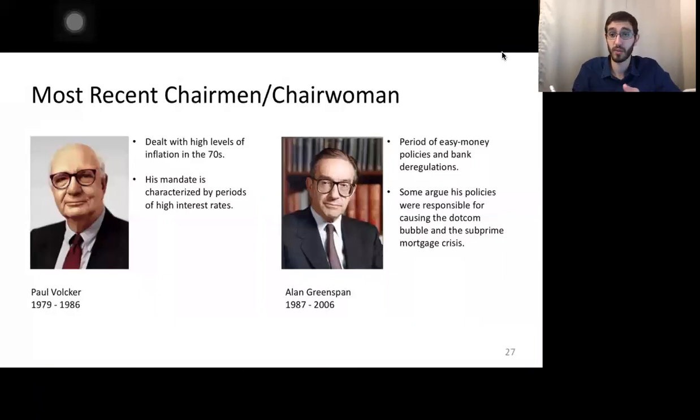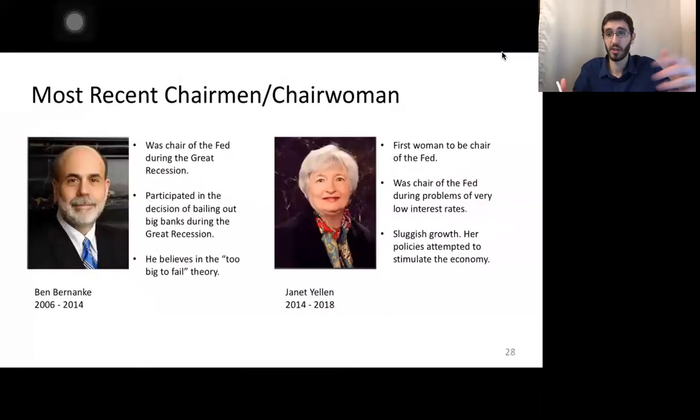After Paul Volcker dealt with all those problems, Alan Greenspan really came in and said, hey, we need to give those banks the ability to generate more wealth for society. So let's deregulate them and let them operate in a more free manner. Okay, and some may say that that's what led to the bubble and the housing market crisis of 2007, 2008. Who had to deal with that was Bernanke.